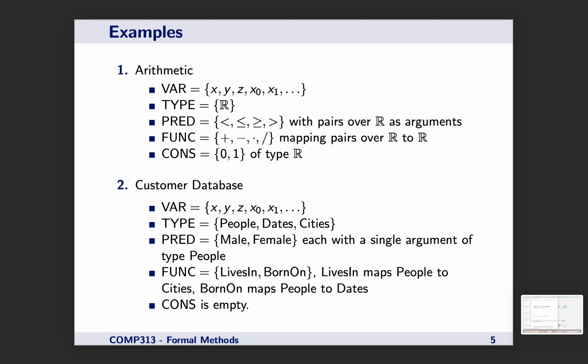PRED 就是大于等于、小于、大于等于这样的。Functions 是加减，constants 就是数。Customer database: var 等于 x, y, z, x0, x1。Type 比如说 people, date, cities。PRED 是男的是女的，然后 functions 是 lives in or born on。Constants is empty.